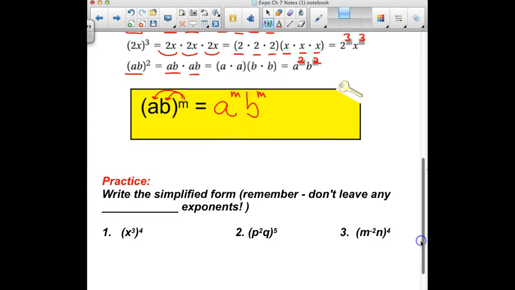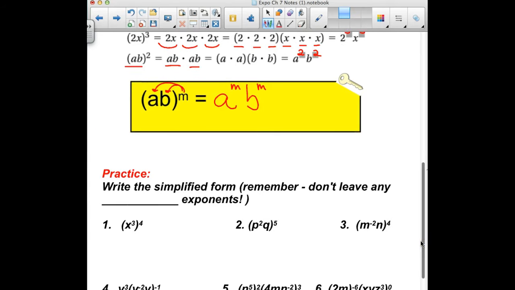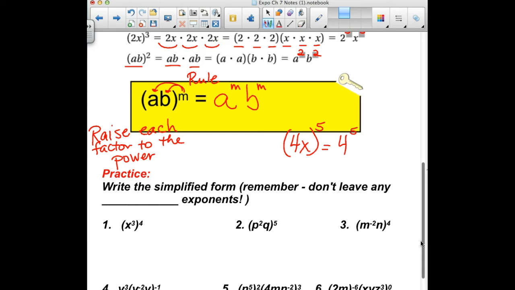All right, so in your packet, in words, raise each factor to the power. This is your rule. And for an example, let's say we have 4 times x to the 5th power. We want to take 4 and raise it to the 5th power and x and raise it to the 5th power.